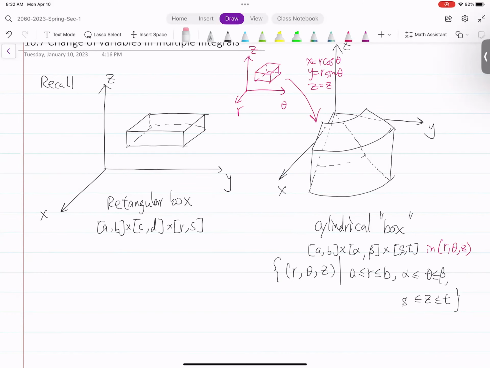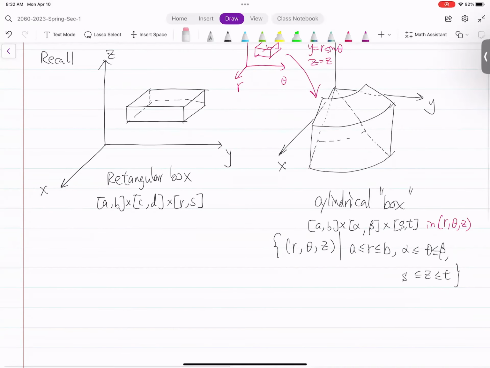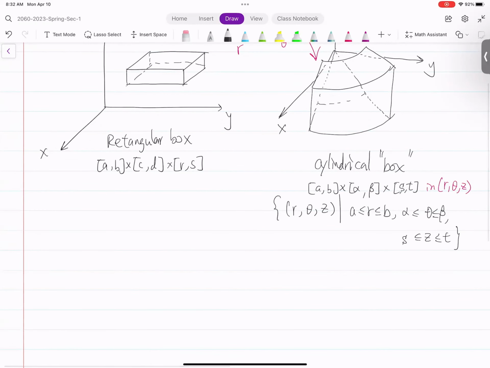And if you recall, we have already discussed this kind of volume factor. There's an r dr d theta, right? When we were talking about the accumulation of volumes. All right. We also have seen another one, a spherical wedge.